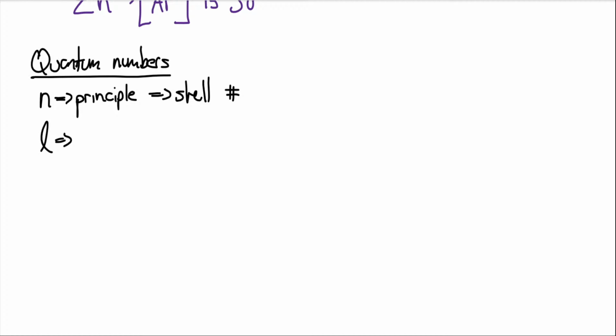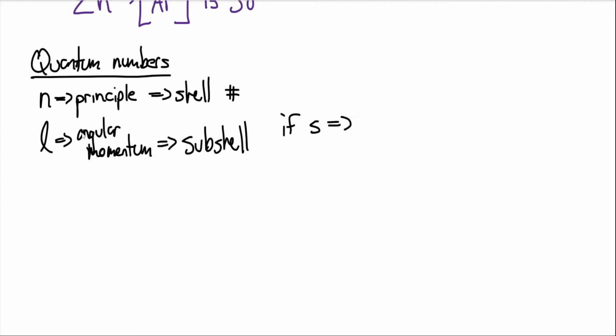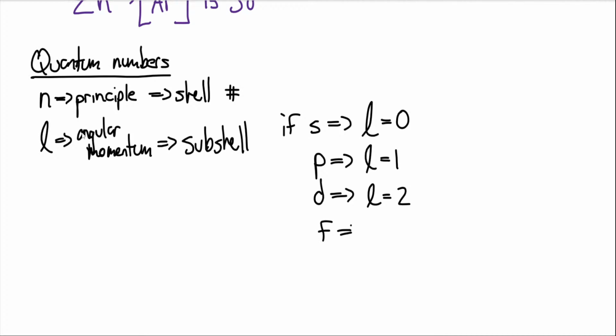Yeah, the angular momentum. Okay, yeah. Sorry. So this is the angular momentum number, and this is the subshell. So if you're talking about the S, then L is 0. If you're talking about the P, then L is 1. If you're talking about the D, then L is 2. And if you're talking about the F, then L is 3.